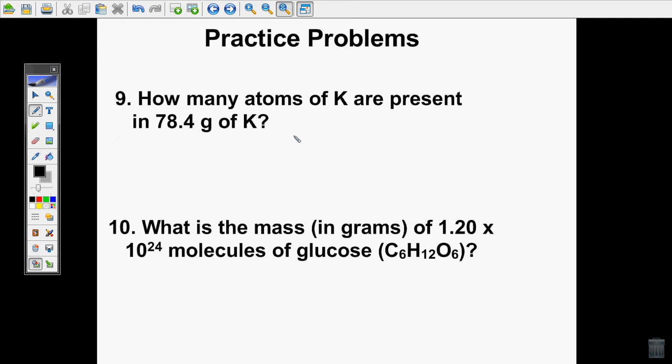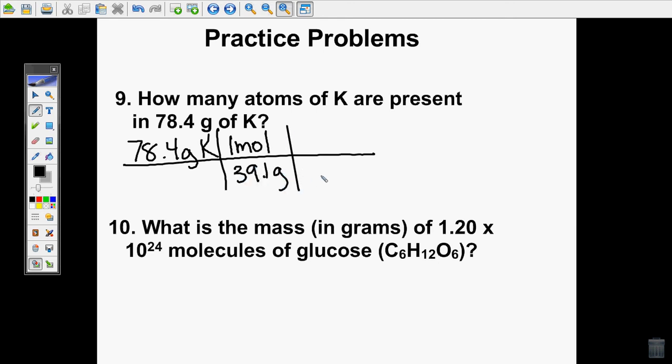How many atoms of potassium are present in this many grams? So 78.4 grams of potassium. I need molar mass to get to moles, and then I can go from moles to atoms. So on the periodic table, in 1 mole of potassium, there's 39.1 grams. So my grams cancel, and I know in 1 mole of anything, there's 6.02 times 10 to the 23rd atoms. So I'm going to multiply across the top and divide by what's on the bottom, and I get 1.21 times 10 to the 24th atoms of potassium.